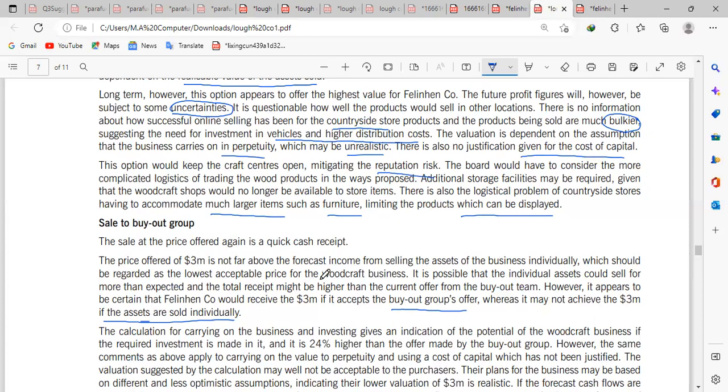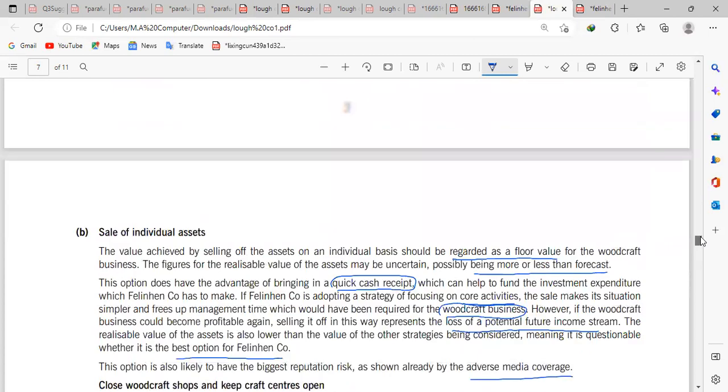The calculation for carrying on the business and investing gives an indication of the potential of the woodcraft business if the required investment is made in it, and it is 24% higher than the offer made by the buyout group. Now, the calculation for carrying on the business and investing gives an indication of the potential of the woodcraft business if the required investment is made in it. So see how much, that is, if we are doing the investment.